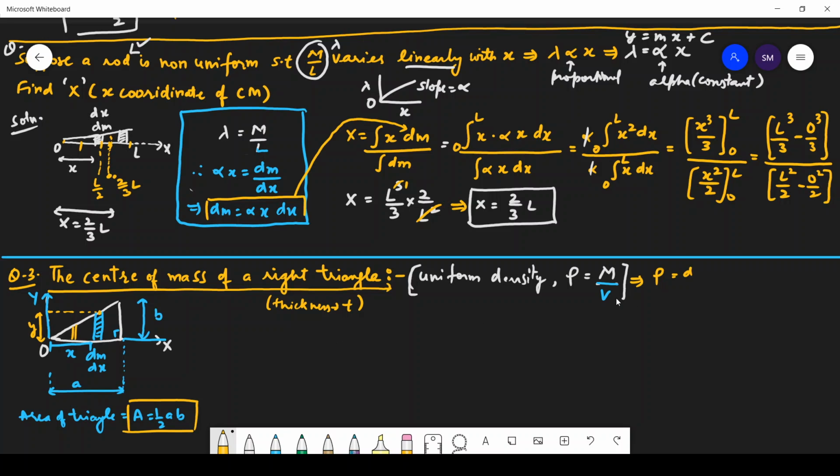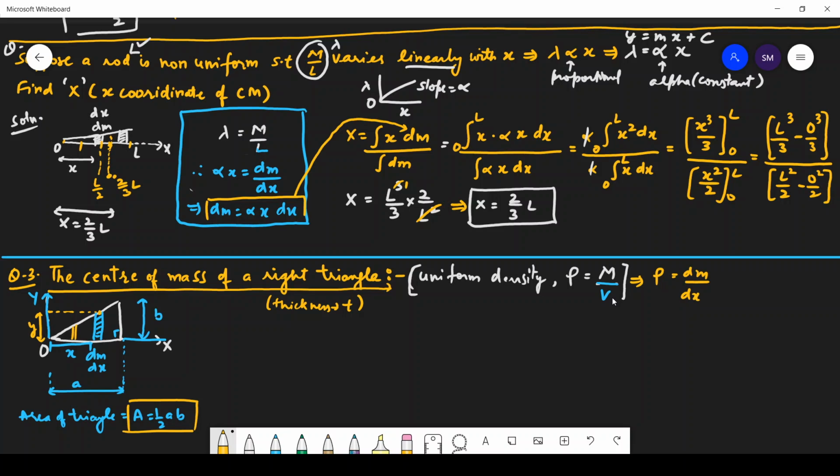So what will be the volume of this? If I am taking this small mass, what is the volume of this small mass? Like we were taking the length here. So the volume will be dm upon rho. So that is equal to, so t is the thickness, so dx into y.